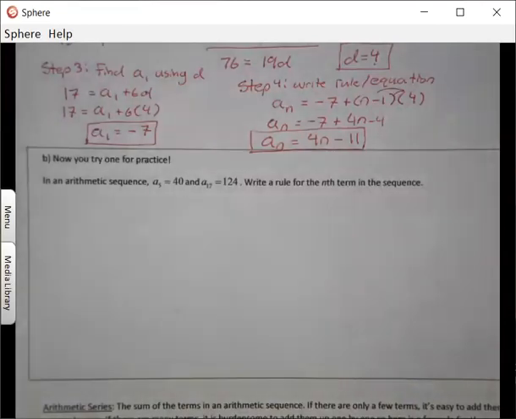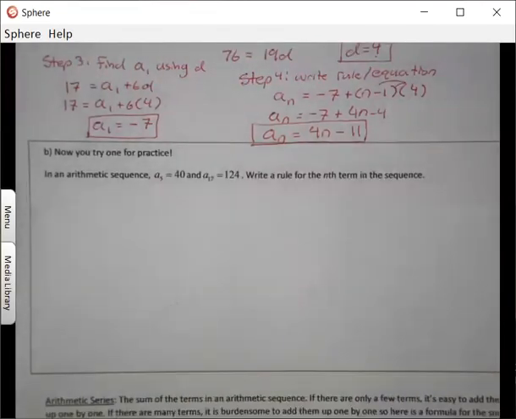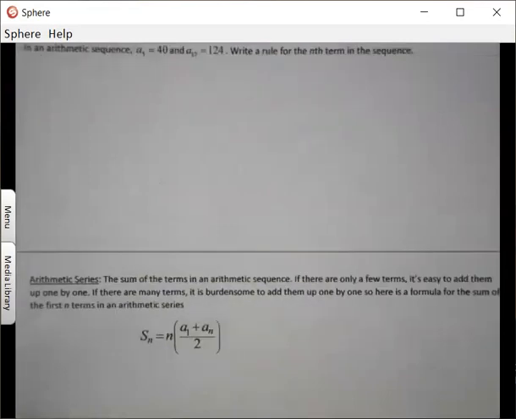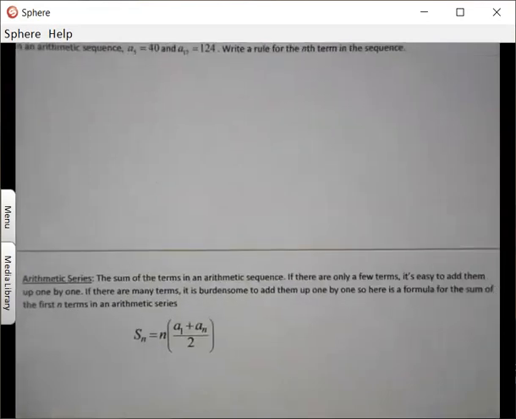All right, next we're going to talk about arithmetic series. So an arithmetic series is the sum of the terms in an arithmetic sequence. So you might ask the question, well, the sum of how many terms? Well, that's something we can either decide, like we could add the first 3 terms, the first 8 terms, the first 100 terms, or it's something you will be asked to do. Like you'll be asked to add a certain number of terms together.